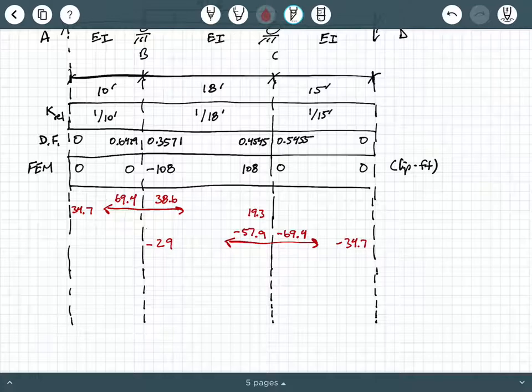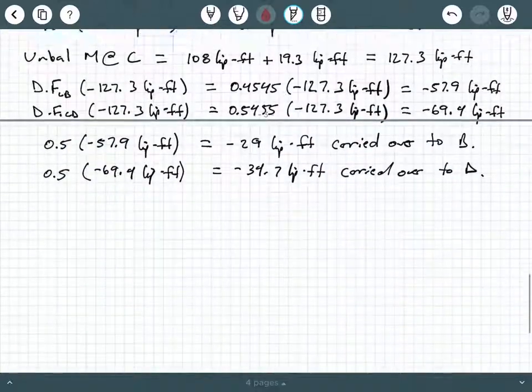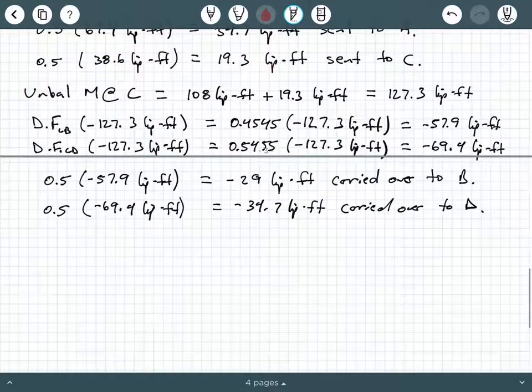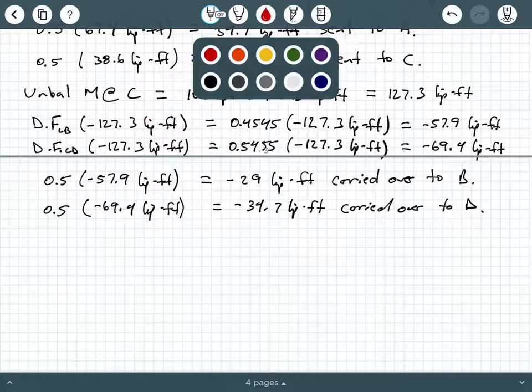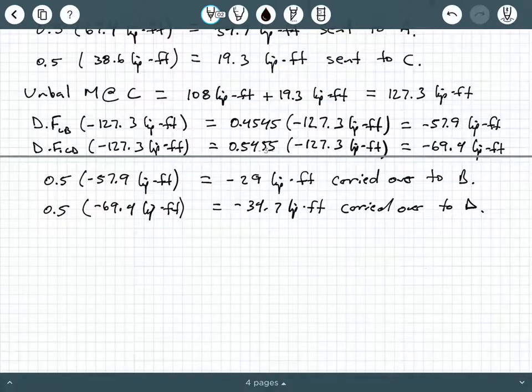Well, not really, because remember, A and D are fixed connections, and you can throw as much moment as you want at fixed connections, and they can absorb and resist all of that. So we don't need to worry about balancing moments at A and D because they're fixed, okay? So next, we need to move back to B and balance off this now unbalanced moment at B. Because this is the third example, and I've shown a lot of the detailed calculations, I'm going to bullet point these next several calculations just to save a little bit of time.